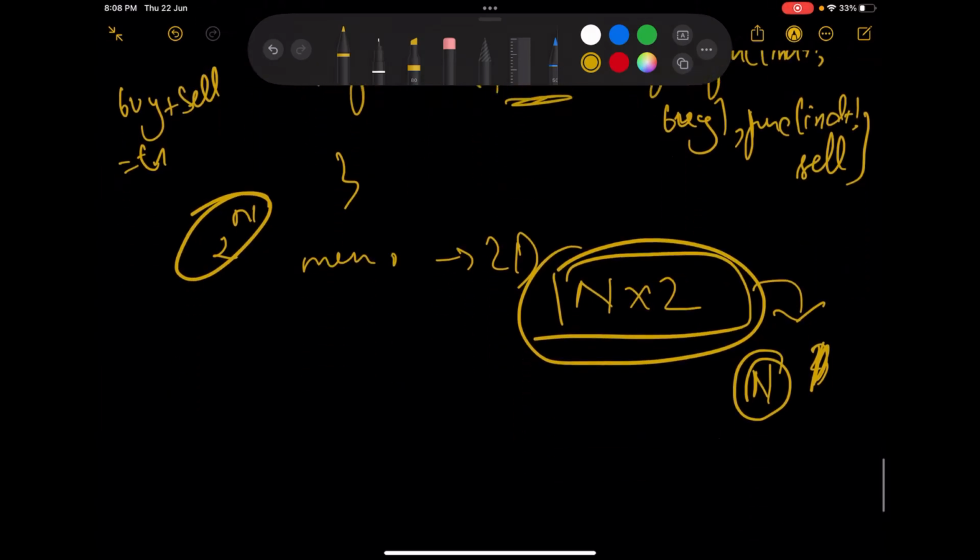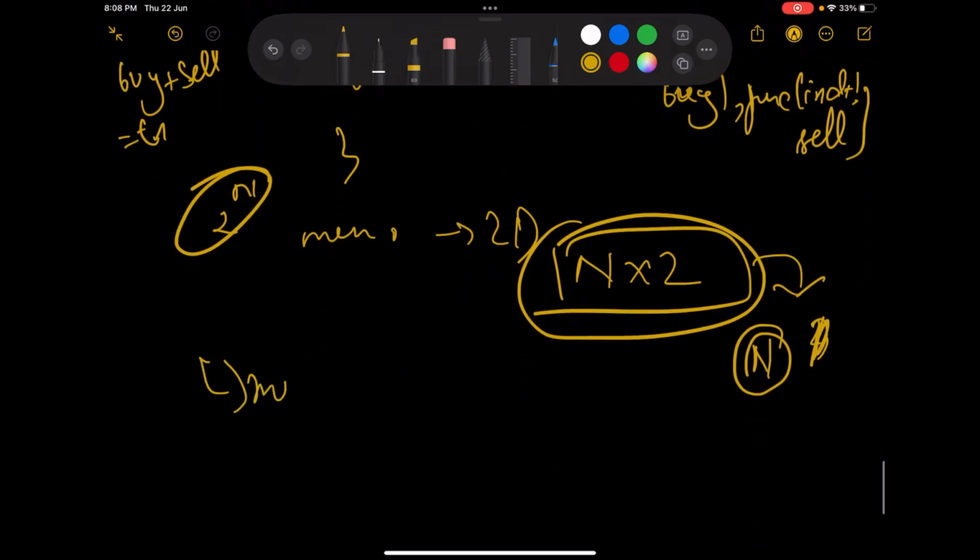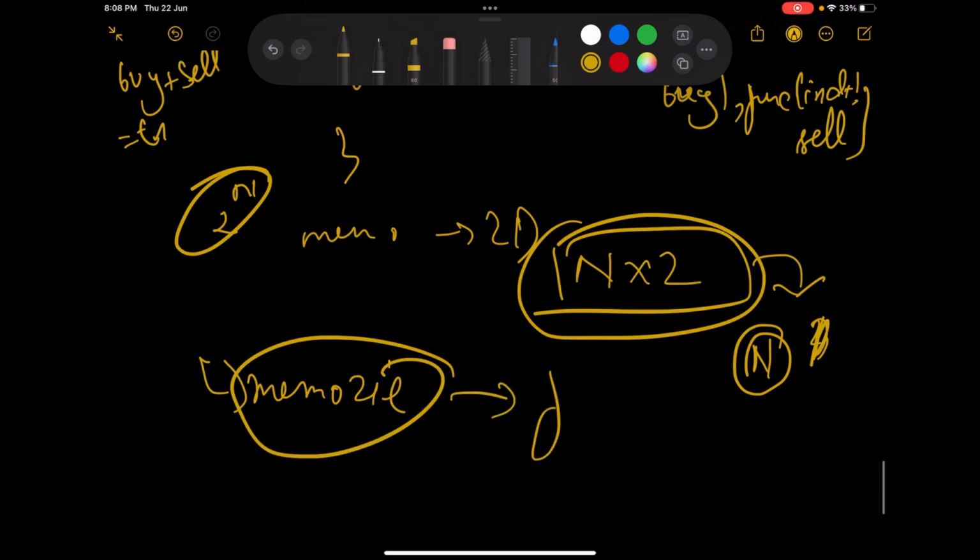So now let us just move to the code part and we'll directly do the memoized code, since it is kind of similar to the recursive code.